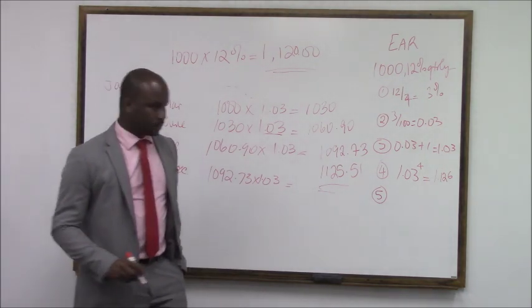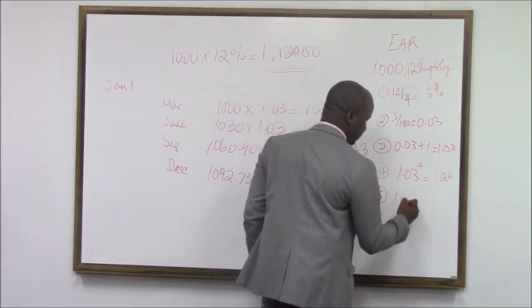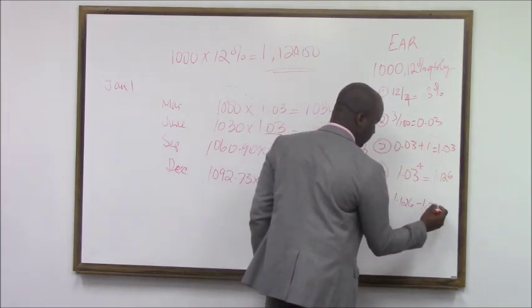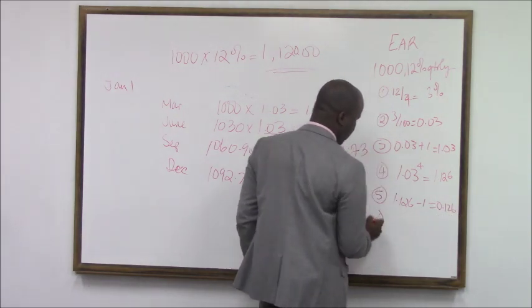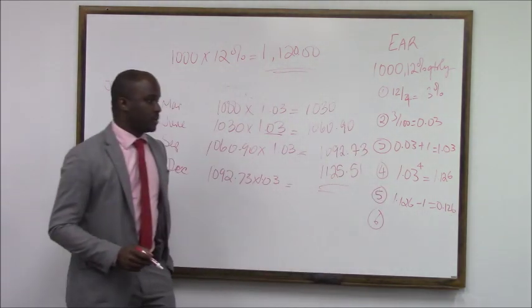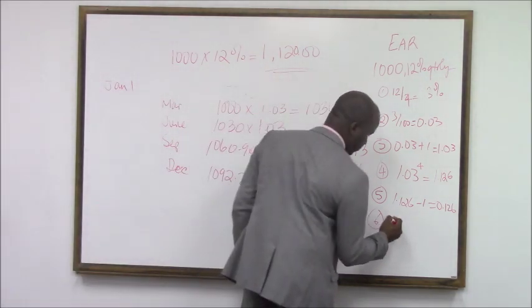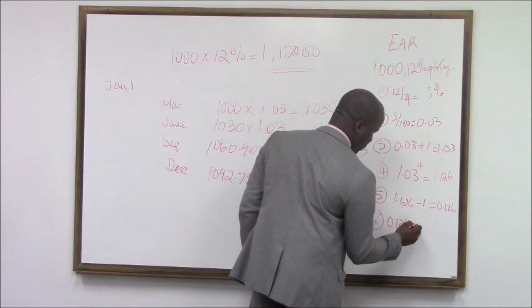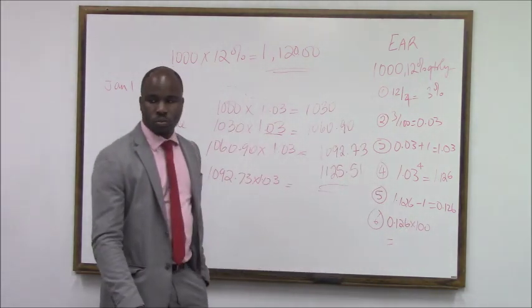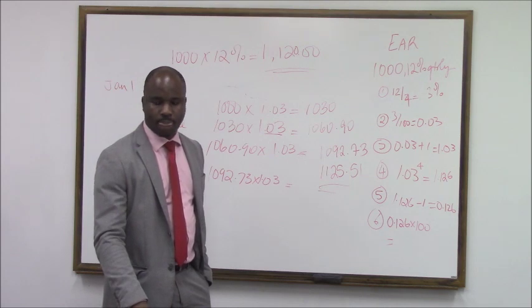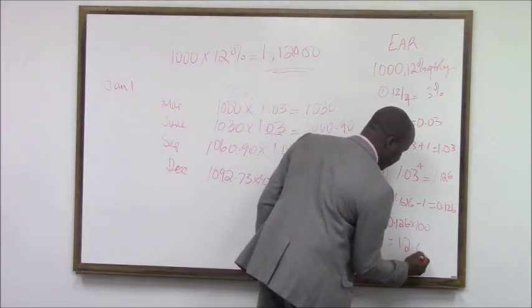Subtract the 1. You just reverse what you did here at number 3. How do you make this integer into a percentage? Multiply it by 100. What's my answer? Where do you see that again?